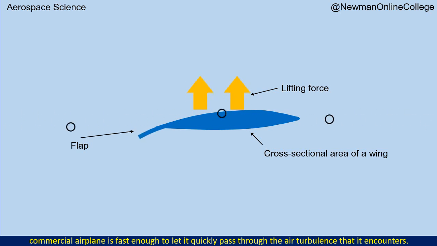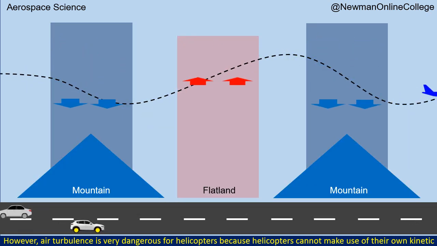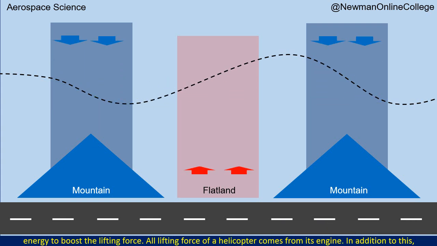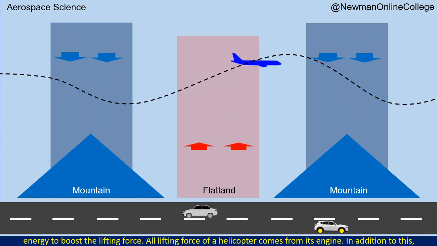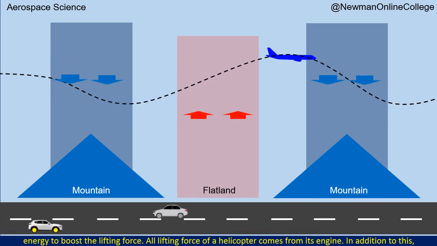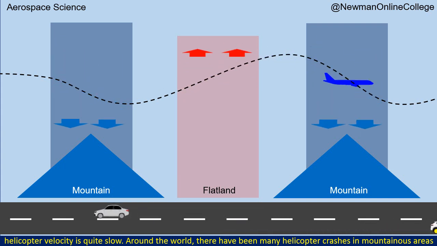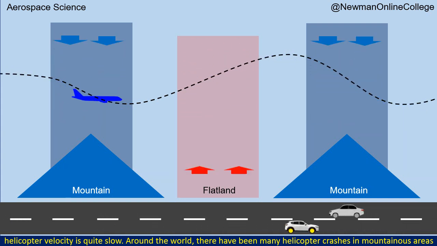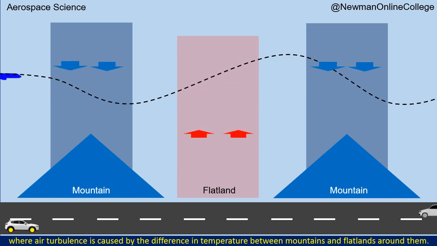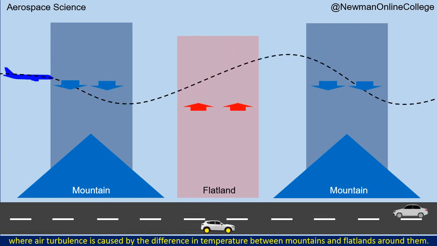However, air turbulence is very dangerous for helicopters because helicopters cannot make use of their own kinetic energy to boost the lifting force. All lifting force of a helicopter comes from its engine. In addition to this, helicopter velocity is quite slow. Around the world, there have been many helicopter crashes in mountainous areas where air turbulence is caused by the difference in temperature between mountains and flat lands around them.